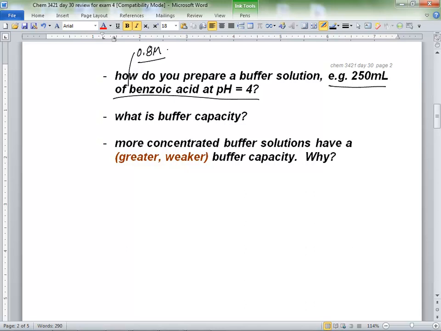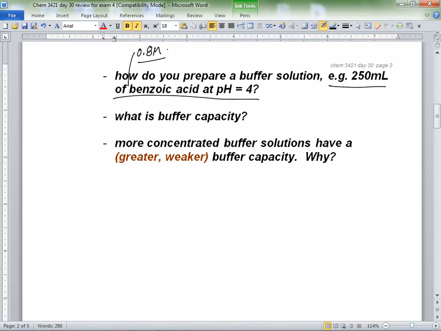Do you care? Because all that work is gone through. Someone has chosen benzoic acid, so it must be in the buffer region, must be really close to the pKa. They just want you to make the darn stuff. They want you to make 250 mils of 0.8 molar benzoic acid, and then they want that pH to be 4.